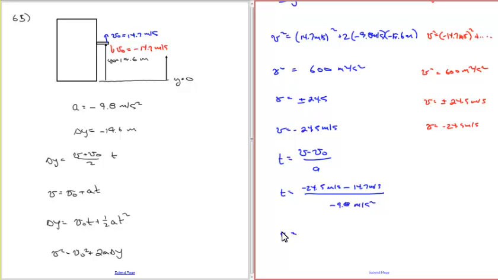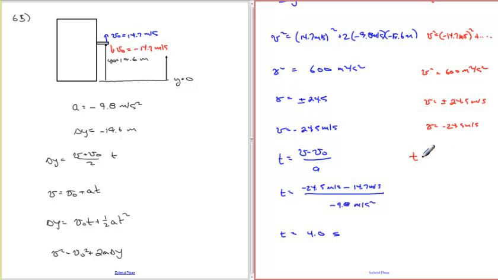And I made a mistake there. Negative 24.5 minus 14.7 divided by negative 9.8, and I get 4 seconds, 4.0 seconds. Now you know why they chose that number right there.